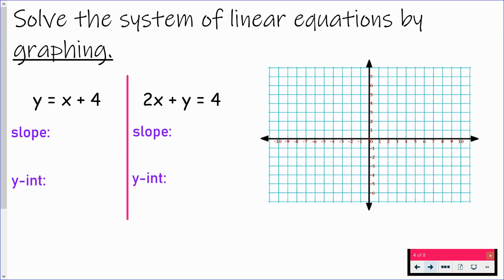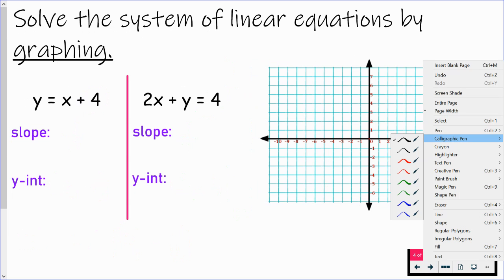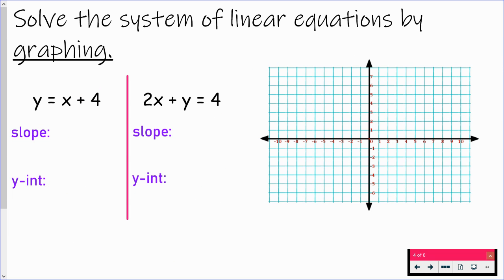Okay, next one. Let's start with y equals x plus 4. Okay, back to my purple. My slope, since there's nothing in front of the x, it should be understood that there's a 1 there. So my slope is 1 or 1/1, because you always have to make sure you have a rise and a run. My y-intercept is 0, 4.